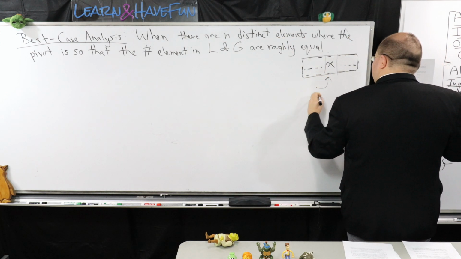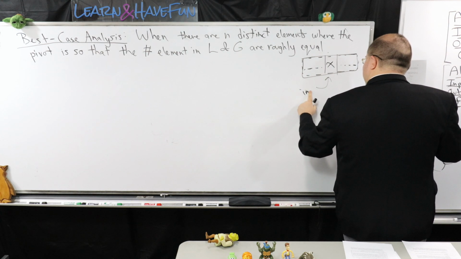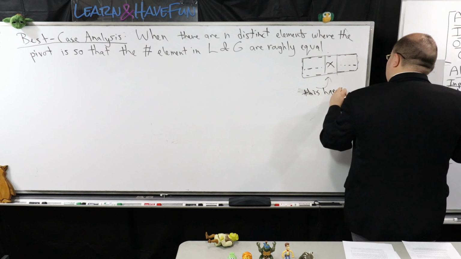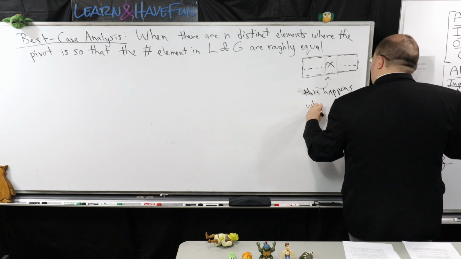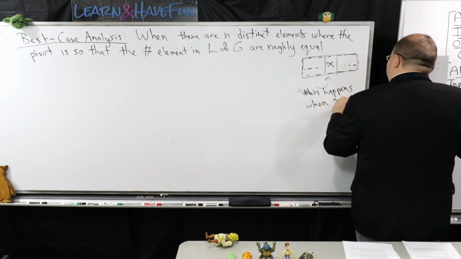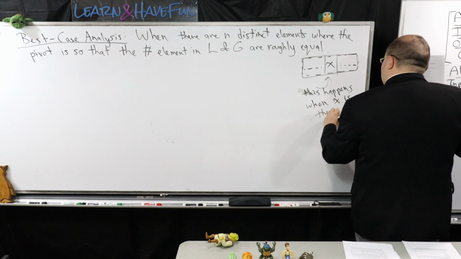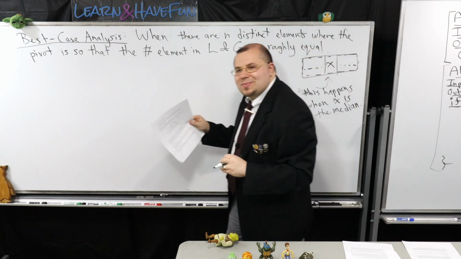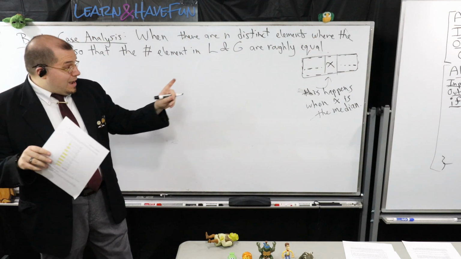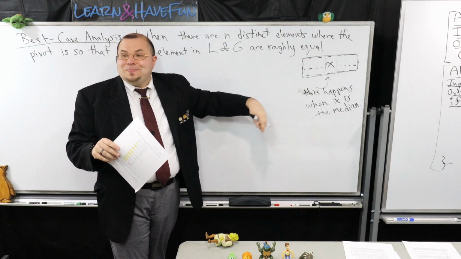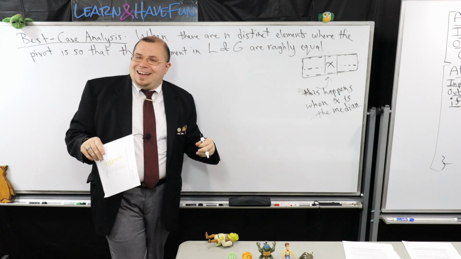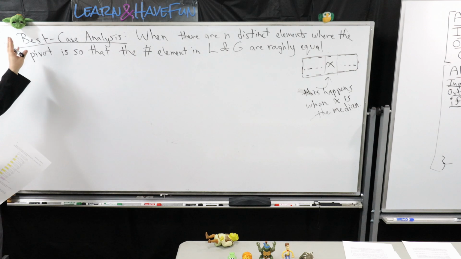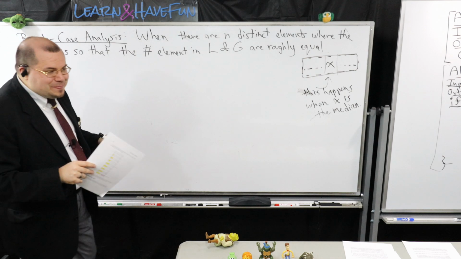So in these cases, I'll say this happens when X is the median. If you can make sure that the pivot is the median, for example, you're in good luck. Happy days, because it will look like this best case scenario.